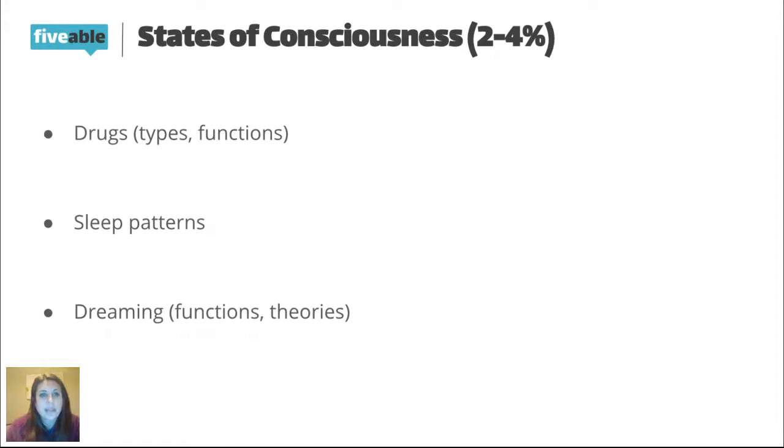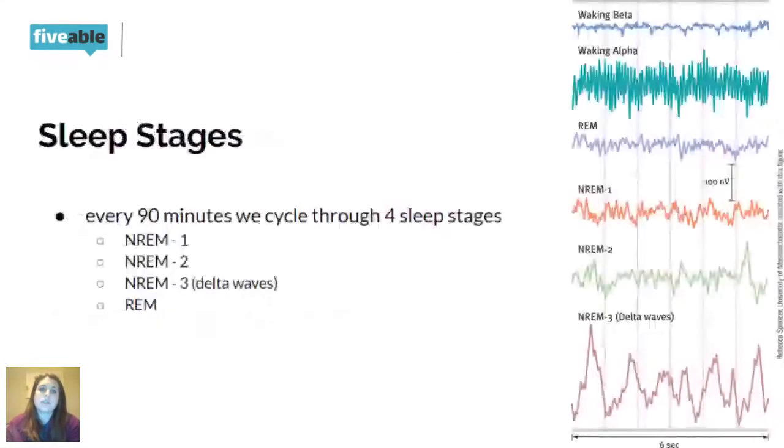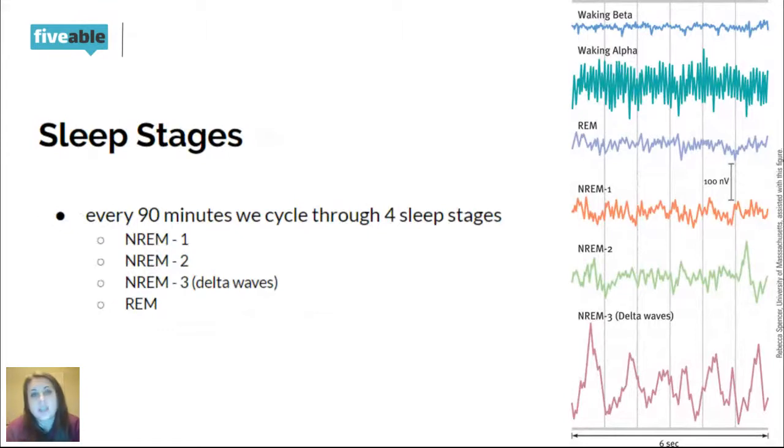Another big aspect of this unit would be sleep patterns. Make sure you review the sleep stages, NREM 1, NREM 2, NREM 3, and REM. Know what's happening at each stage and how we progress through it throughout the night. That would be important. And then lastly, just refresh your memory about dreaming and the different functions or theories behind why we dream. I particularly highlighted the sleep stages because I think they're probably the most important thing from this unit.